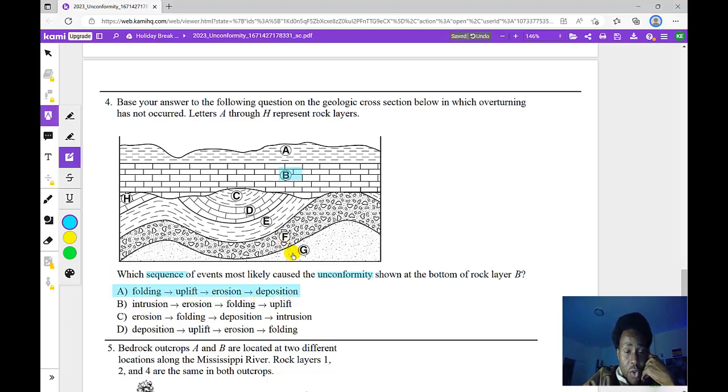First of all, there was folding of layers G, F, E, D, C. And then after that folding, there was an uplift. It was after that uplift that erosion eroded part of C and D away. And then there was subsidence before layer B was deposited. So in that order, option A would be our best bet here, even though option D is correct, but the sequence is not in order.